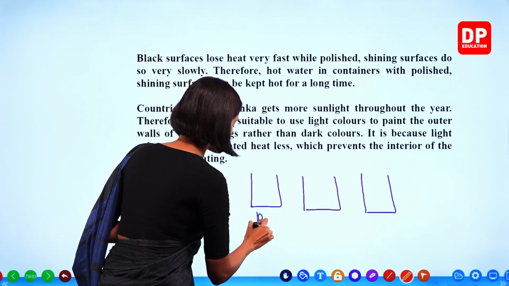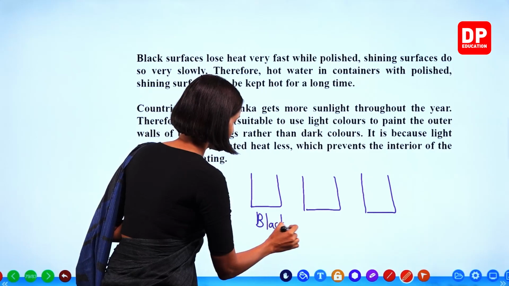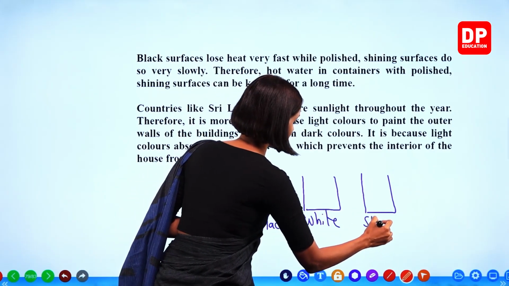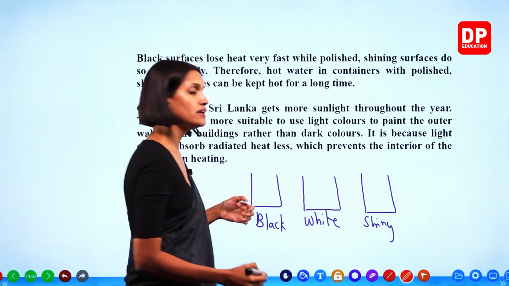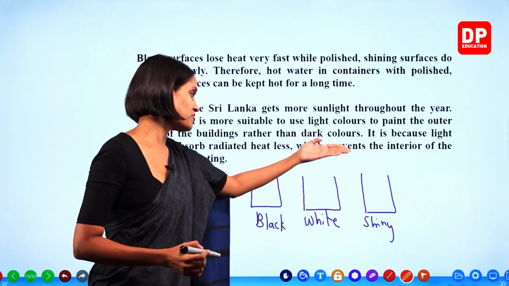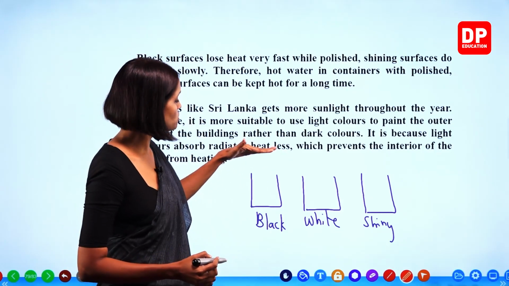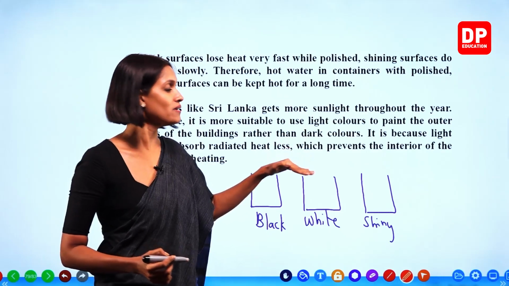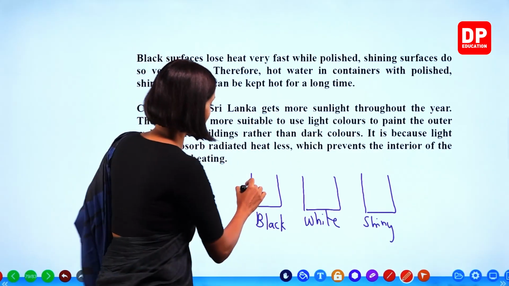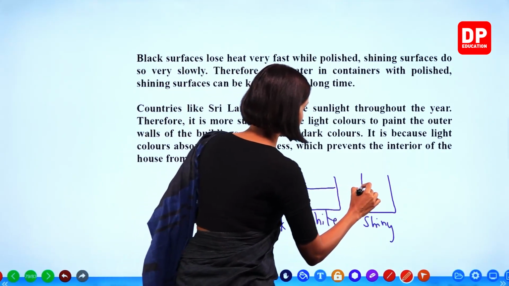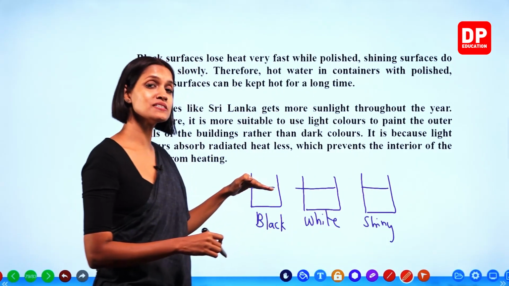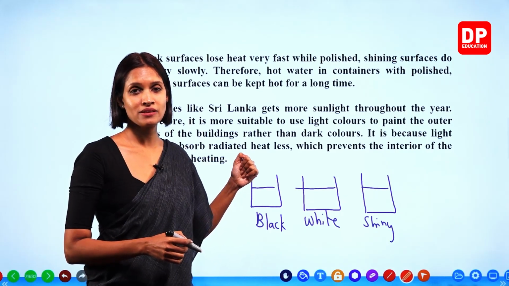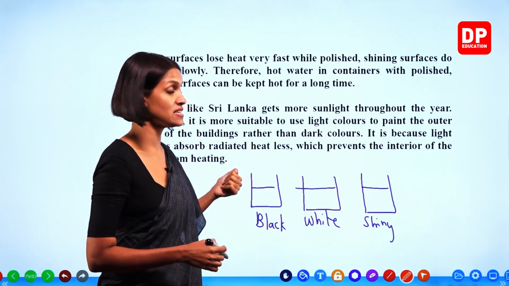If this is the black can, if this is the white one, and if this is the shiny one, right? First of all, you have to heat them up to the same temperature, right? So number one, you have to fill them with the same amount of water and then fix the thermometers, and you have to heat all the water up to the same temperature, right? Let's say 50 degrees Celsius.